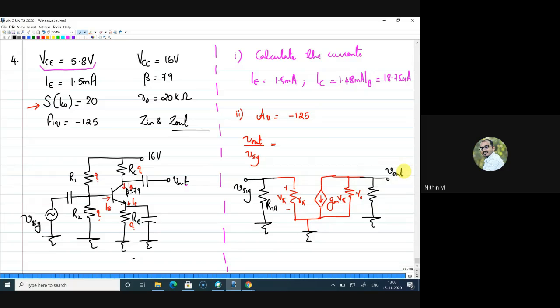That means looking at this equivalent circuit, I can write V out by V signal as, let me check with Charan. Charan, are you there? Charan Kumar. Yes, sir. Charan, can you tell me what is V out by V signal in this case? Sir, minus GM into RC. Minus GM into RC. Only RC?